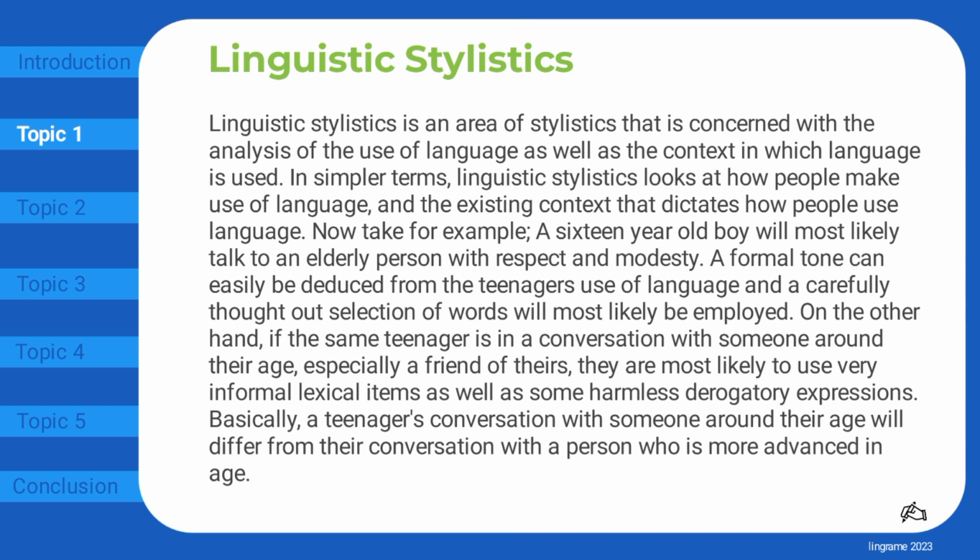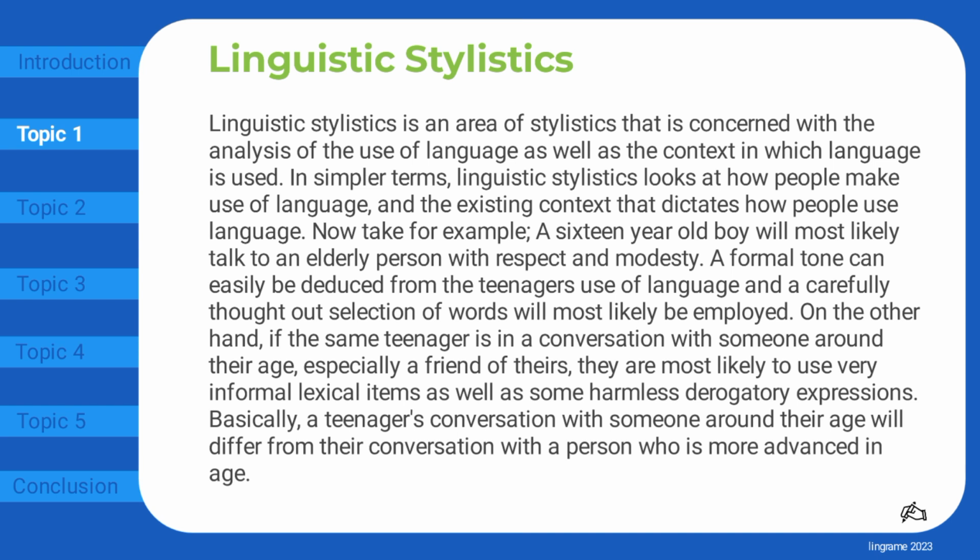Linguistic stylistics. Linguistic stylistics is an area of stylistics that is concerned with the analysis of the use of language as well as the context in which language is used. In simpler terms, linguistic stylistics looks at how people make use of language, and their existing context that dictates how people use language. Now take for example, a 16-year-old boy will most likely talk to an elderly person with respect and modesty. A formal tone can easily be deduced from the teenager's use of language, and a carefully thought-out selection of words will most likely be employed.